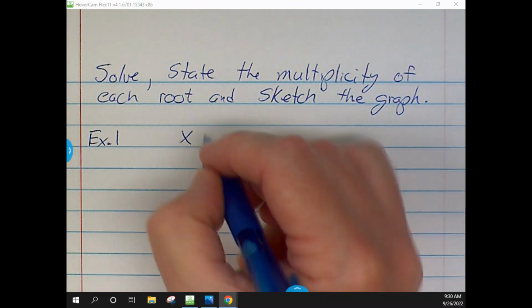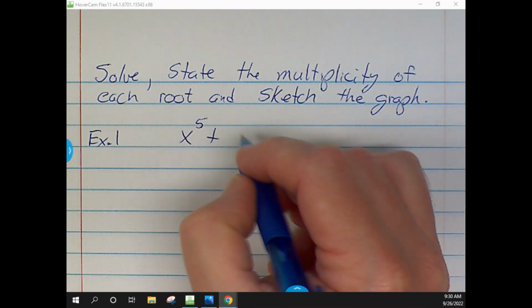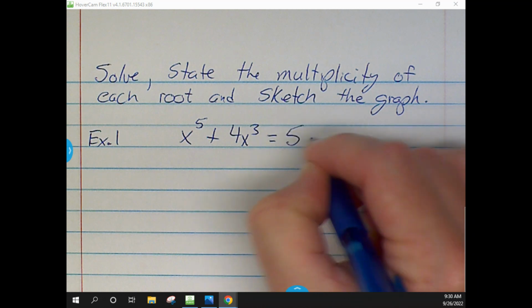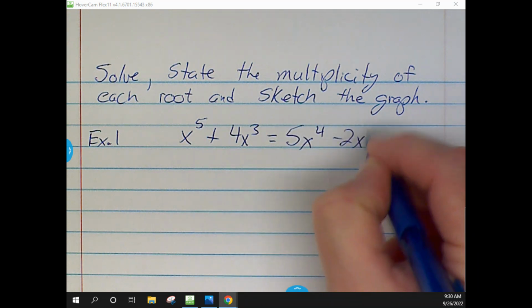All right, so let's go: x to the 5th plus 4x to the 3rd equals 5x to the 4th minus 2x to the 3rd.